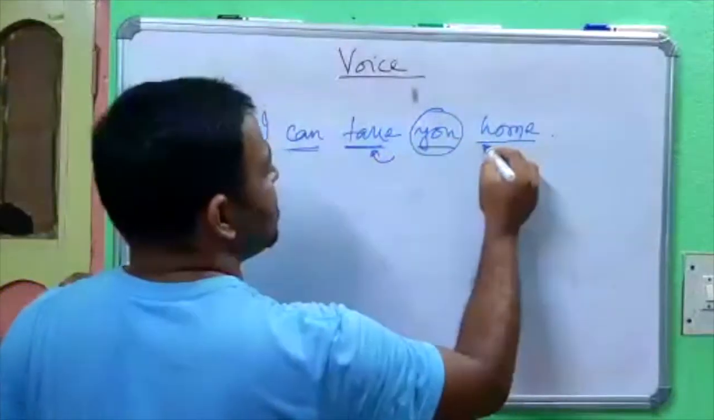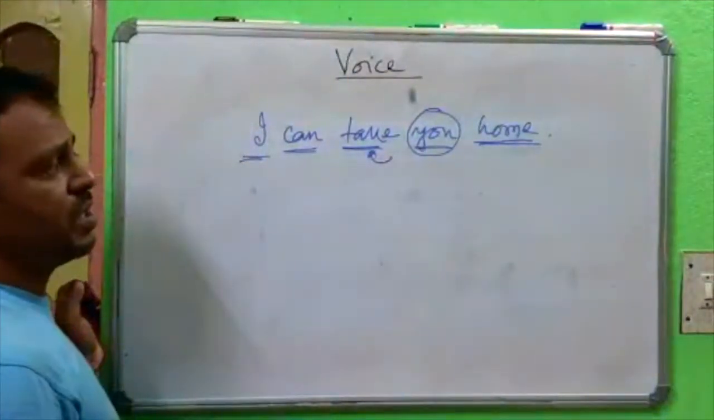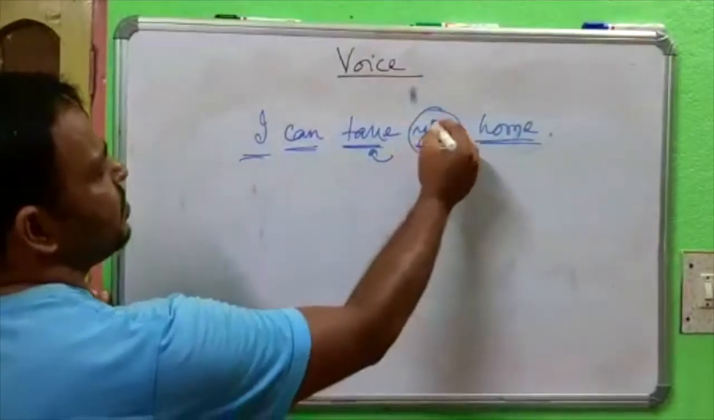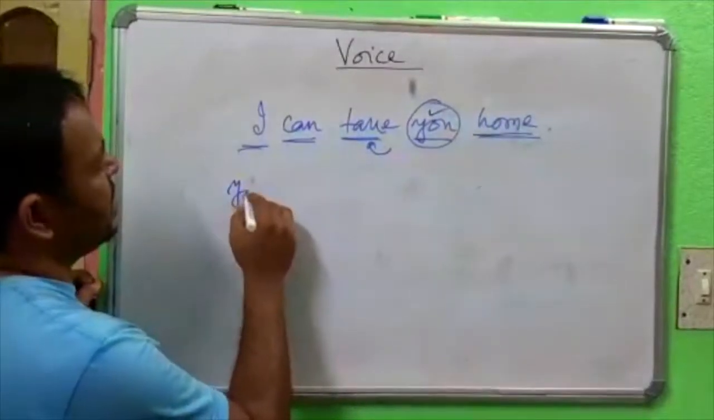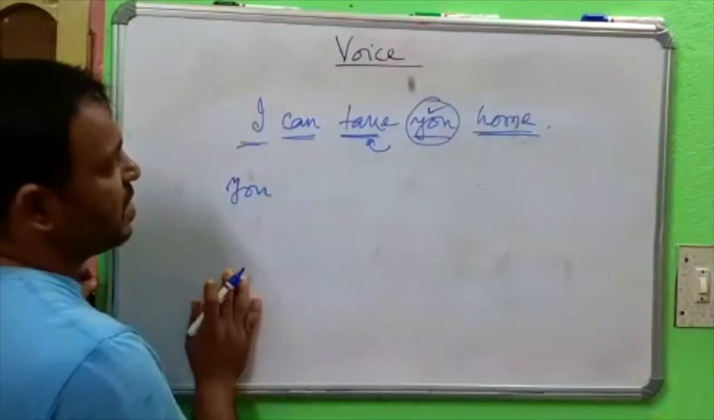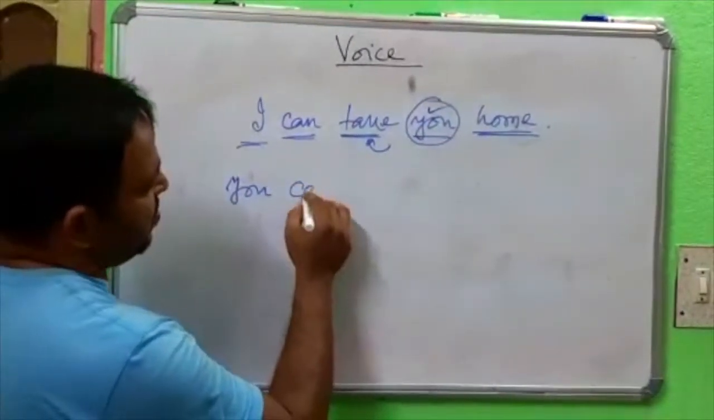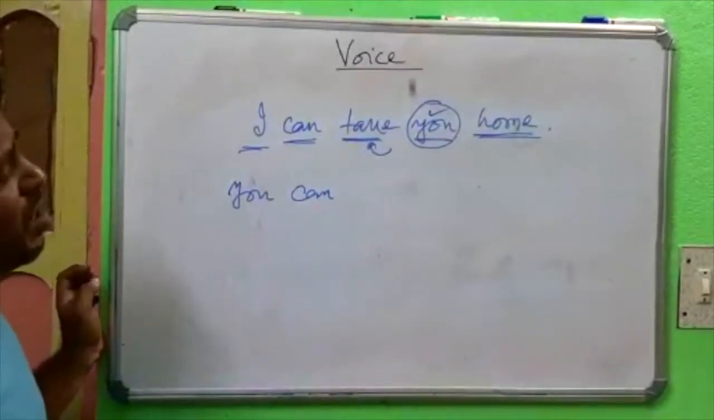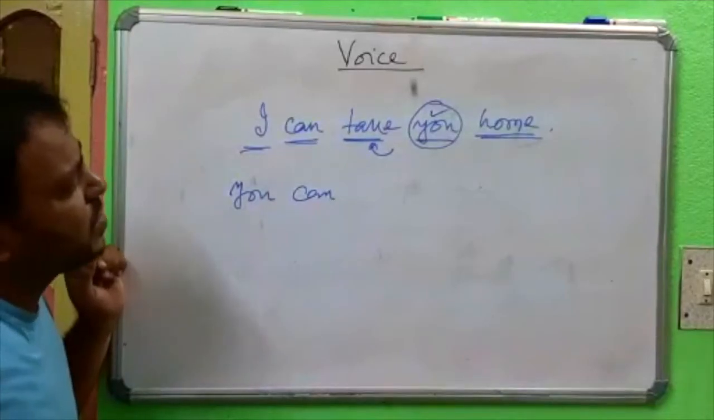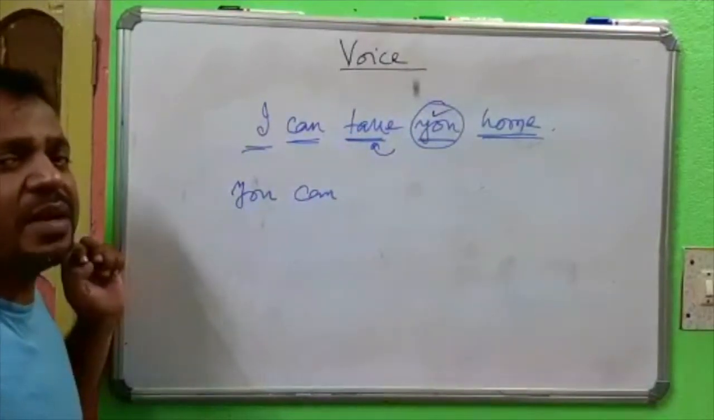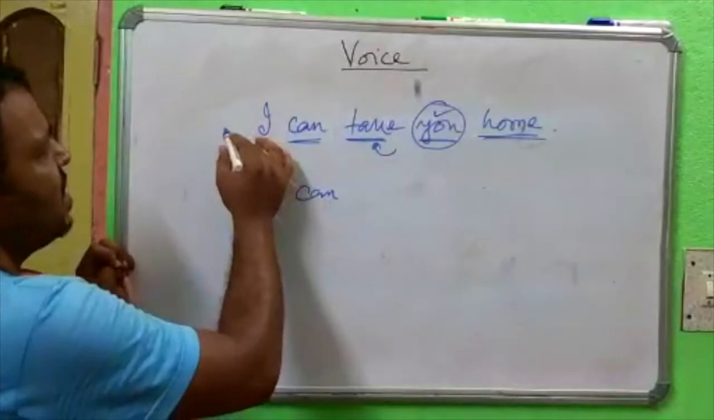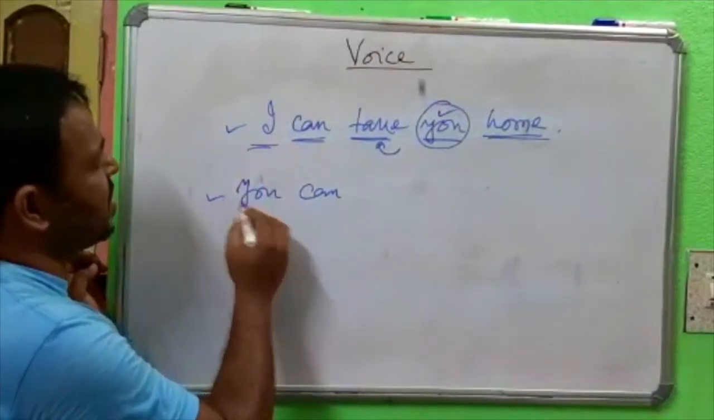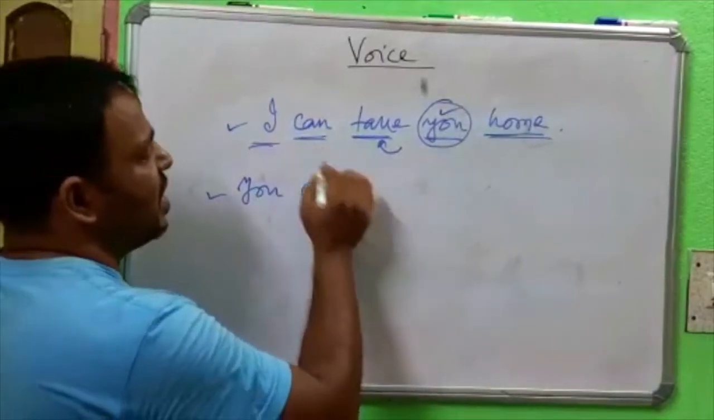This home is not the object, it is the adverb, the place adverb. So it will be you as the subject in passive voice. In place of can or may, the modal auxiliary in active voice would be the same in passive voice. If can is in active voice, you will have to use it as can in passive voice.